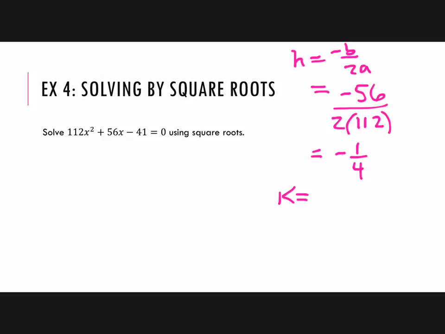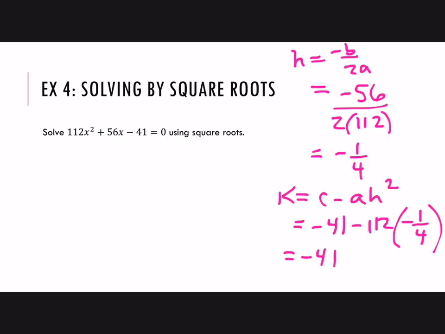And then k, we want c minus a h squared. So that would be negative 41 minus 1/12 times negative 1/4. Okay, that's kind of an ugly number. All right, negative 41 plus, and then 1/12 divided by 4 is 28, and negative 41 plus 28 is negative 13.